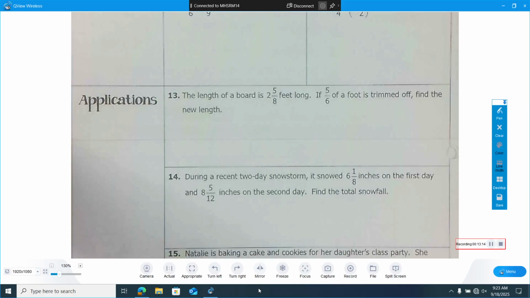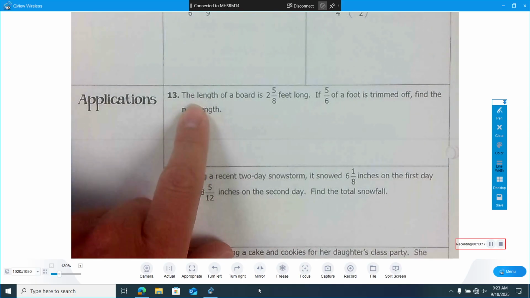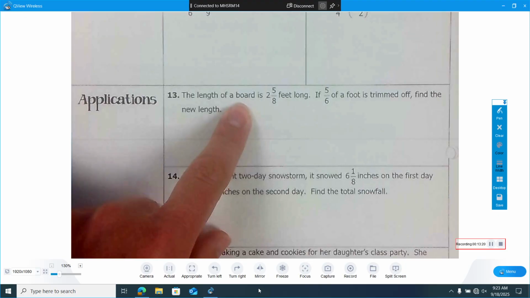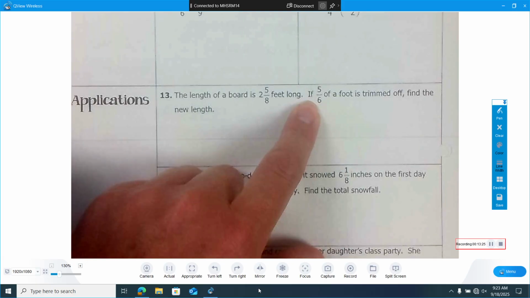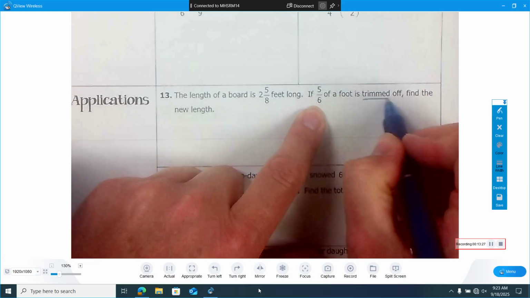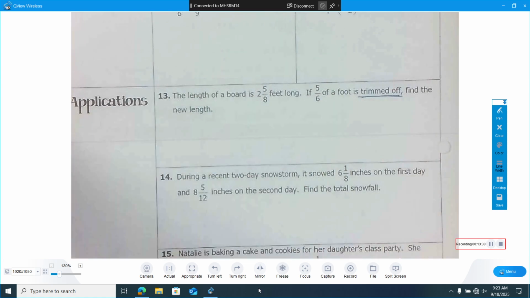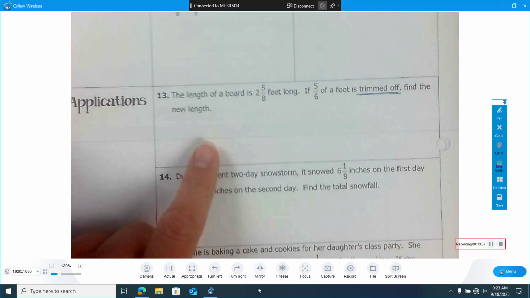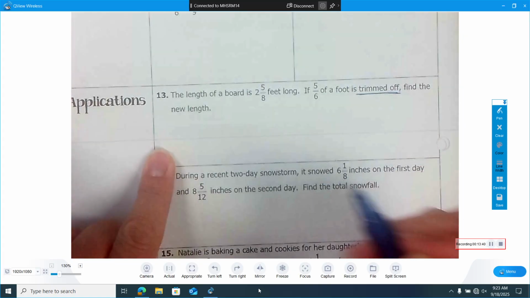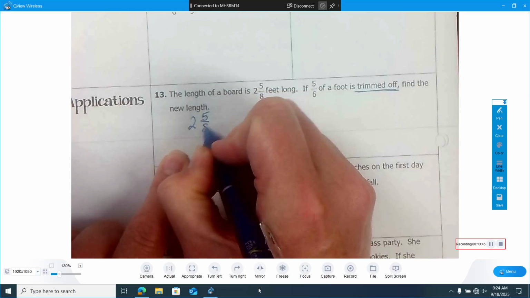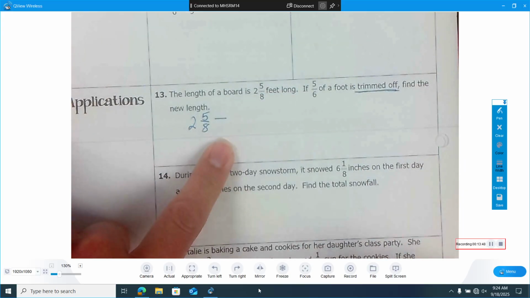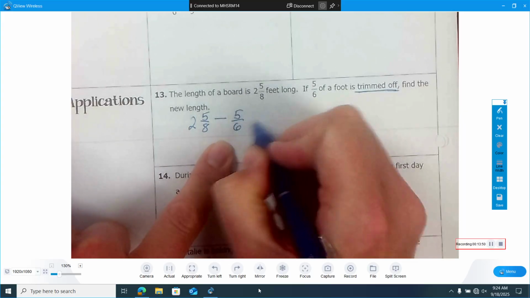All right, number 13. The length of a board is 2 5/8 feet long. If 5/6 of a foot is trimmed off, find the new length. What are we doing if we're trimming off a piece of that? We're subtracting. Very good. So we need to set this up. What was the board's original length? 2 5/8, and we need to subtract how much? 5/6 of a foot. Very good.